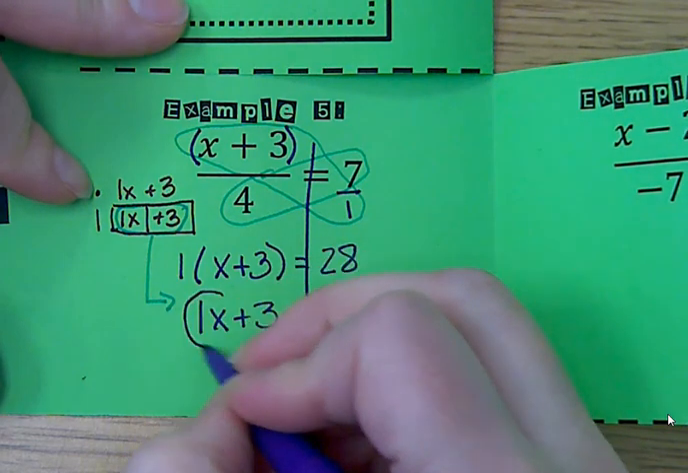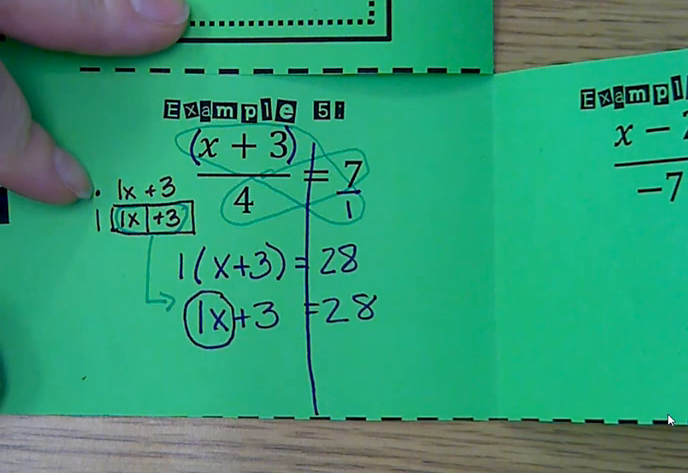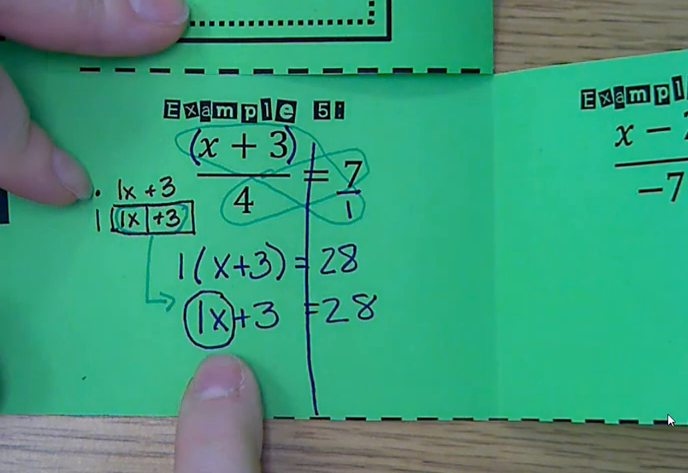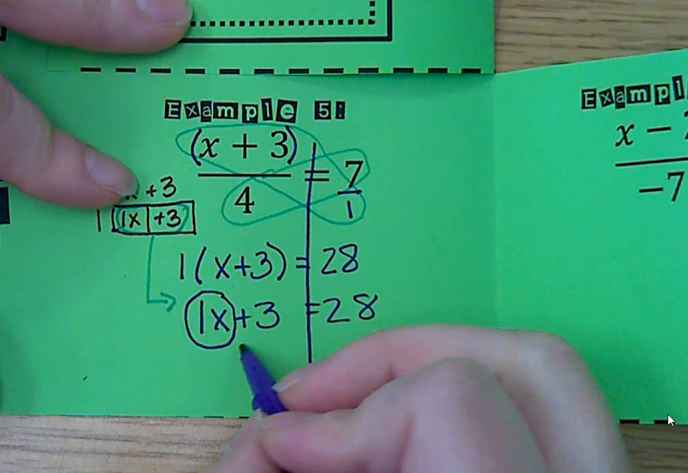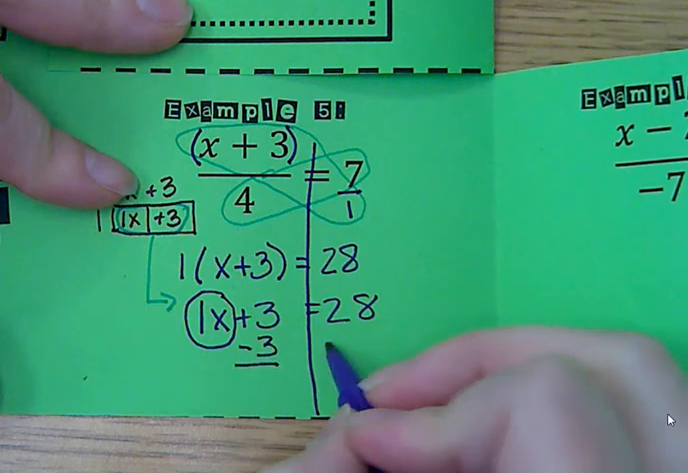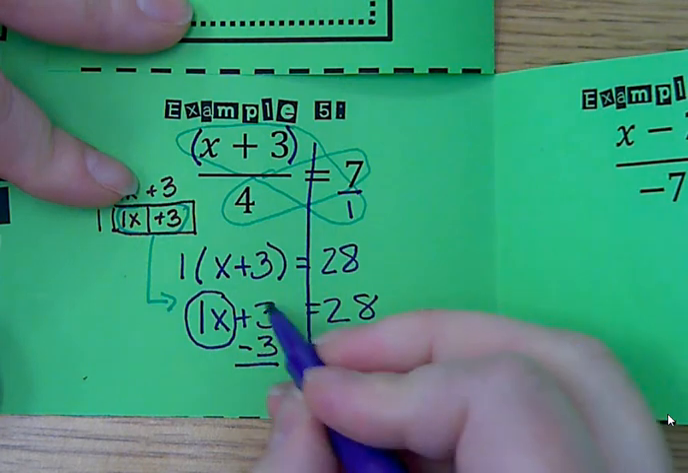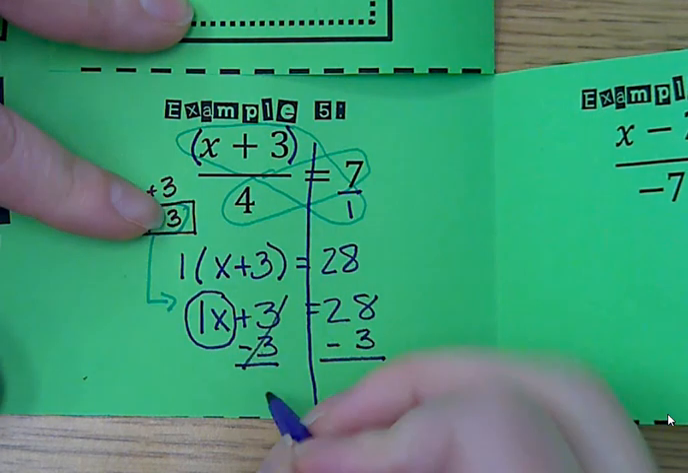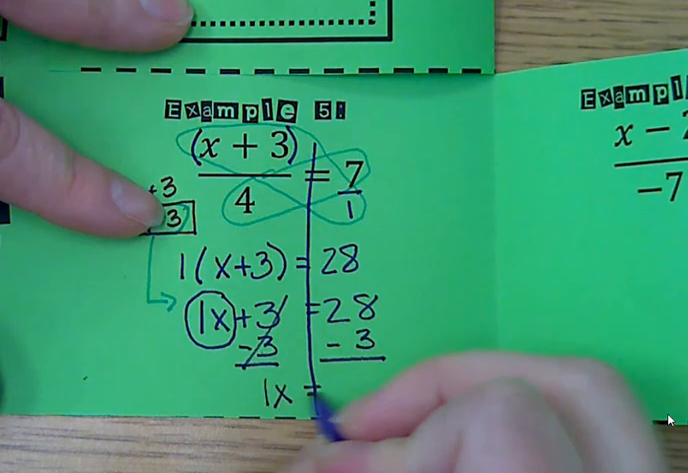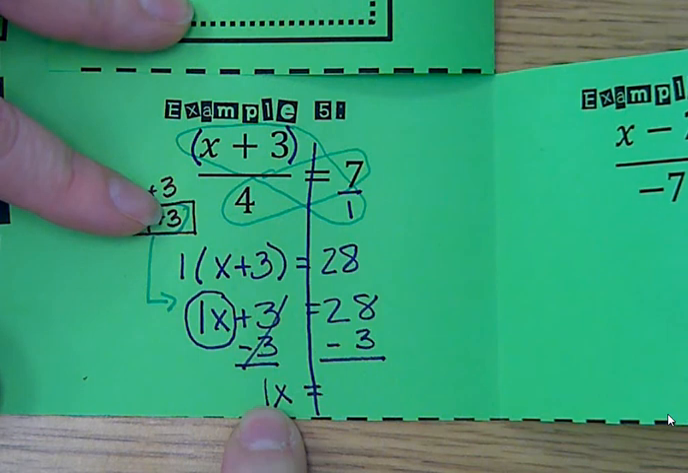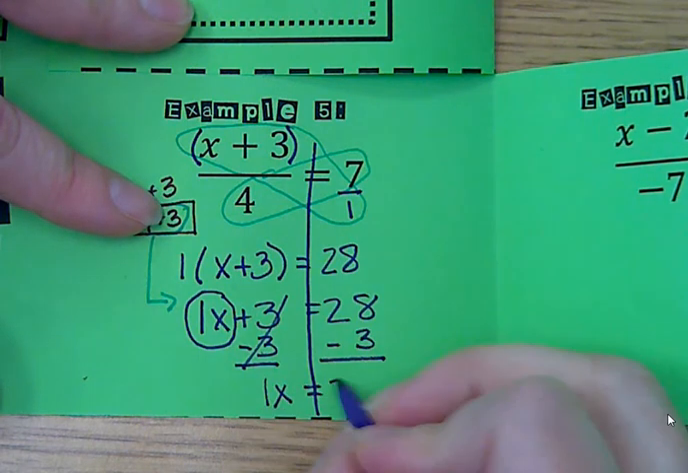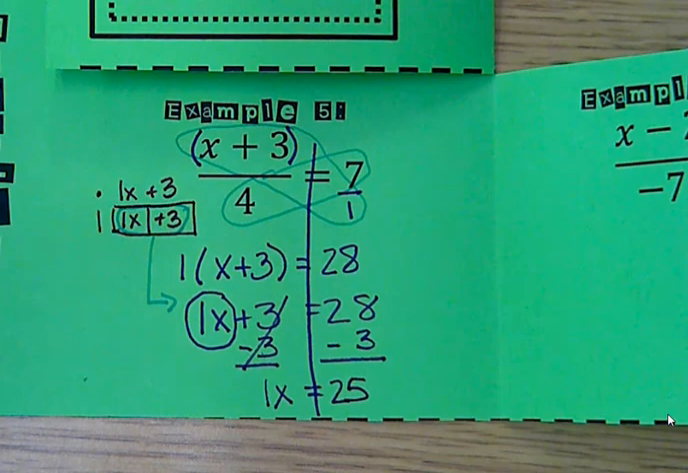Circle this, tells me what side to work on, the side with the circle. What did I do to this x? I added 3. How do I undo an add 3? I subtract 3. And whatever I do to one side, I have to do to the other. 3 minus 3, that's a 0. It cancels out, leaving me with that 1x. And remember, 1x and x are the same thing. 28 minus 3 is a 25. So I think that x is a 25.